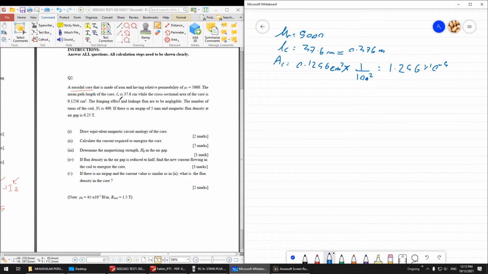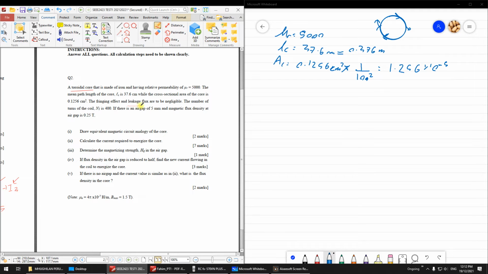So next, the fringing and leakage effect is neglected. No leakage flux means that all flux is the same, because for a toroid, you see it is round, so the flux is all the same, the same path, there is no leakage outside. This one doesn't happen. That is what is meant by no leakage flux, or leakage flux can be neglected.